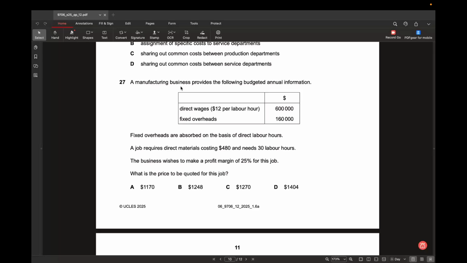27. A manufacturing business provides the following budgeted annual information. Direct wages $12 per hour, 600,000. Fixed overhead 160,000. Fixed overheads are absorbed on the basis of direct labor hour. A job requires direct material costing 480 and needs 30 labor hours. The business wishes to make a profit margin of 25% for this job. What is the price to be quoted for this job?